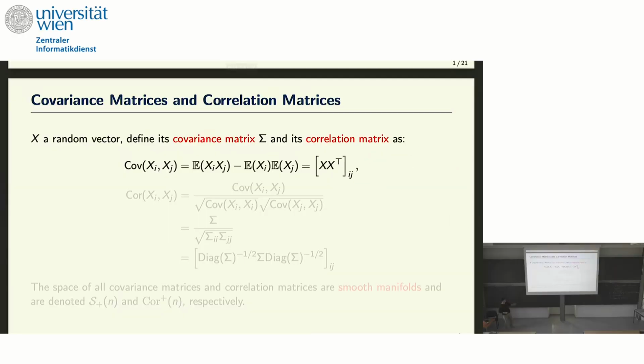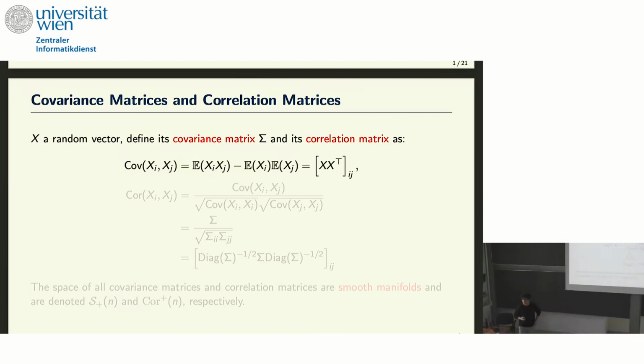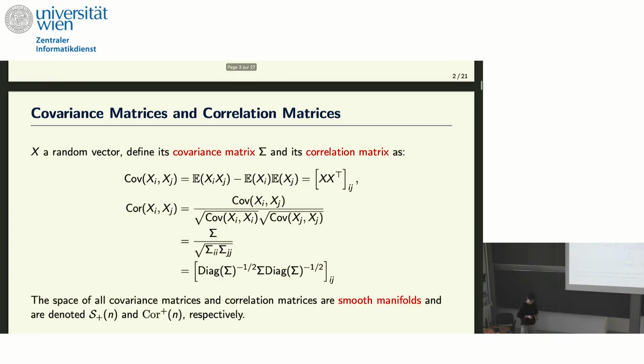So a good start is to define what's a covariance matrix. Given a random vector, a covariance matrix is simply taking the expected value of x_i x_j minus the product of the expected values. If you translate this into some matrix operation, it is simply the same as taking x and multiplying it by x transpose. So it gives me this notion of covariance matrix, which is simply an SPD matrix.